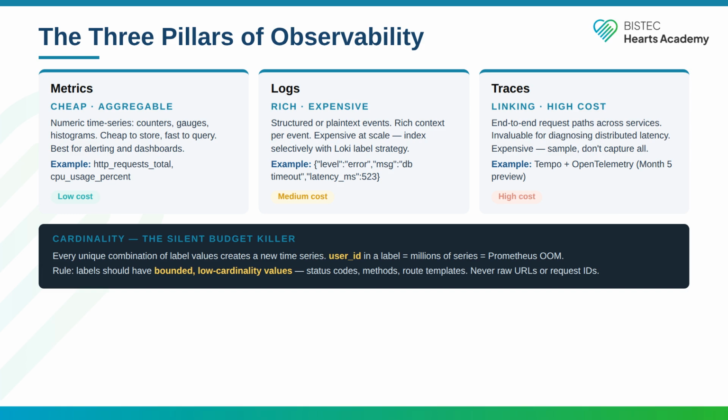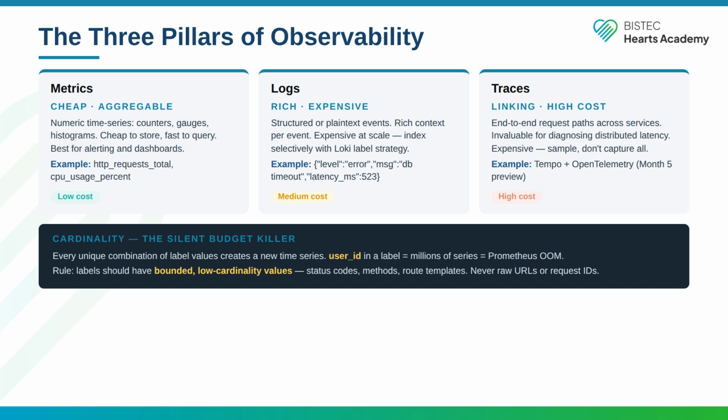Logs are rich event records. Each log line is a structured or plaintext event with full context, the exact request parameters, the stack trace, the database query that timed out. The problem is scale. At high traffic, services emit thousands of log lines per second. Loki addresses this by indexing only labels like namespace and pod name, not the log content itself. Full-text search happens at query time over compressed chunks.